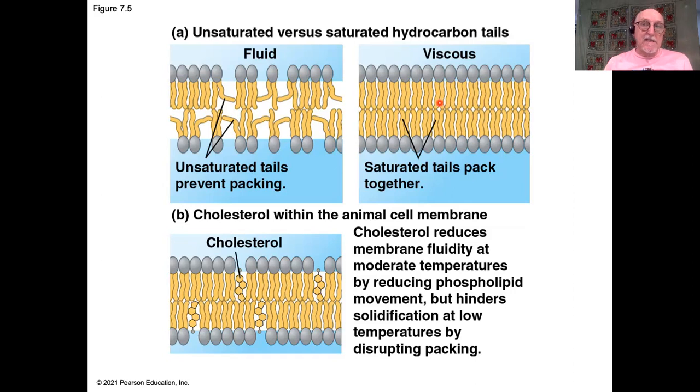The way in which the cell regulates the fluidity is twofold. The first is by regulating the number of saturated fatty acids. If we include unsaturated fatty acids, the unsaturated tails have a bend in them, and they prevent the molecules from packing together and establishing the maximum number of weak bonds. Instead, they are kept apart from one another, and this is much, much more fluid.